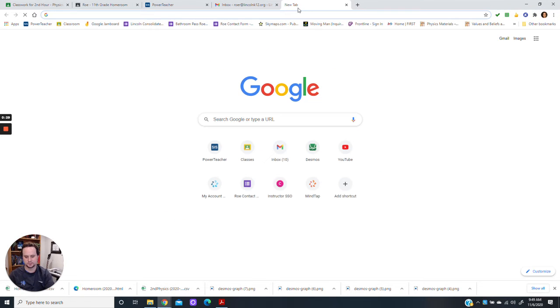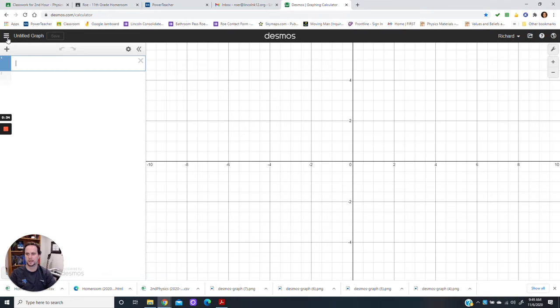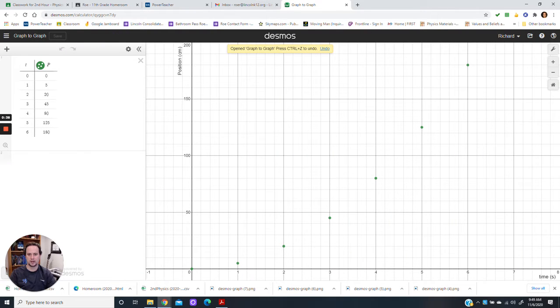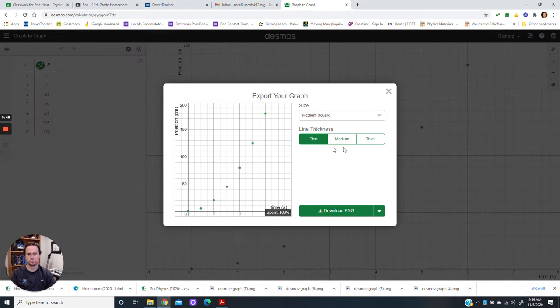In Desmos, we'll actually go to that graph, or one of them. Yeah, sure, this one. When you create the graph in Desmos, you're going to go up here to this top corner where it says share graph, and export image. When you do that, it'll download an image for you. So you'll hit download, it'll download that image. I'm not going to do that, I've already done that.